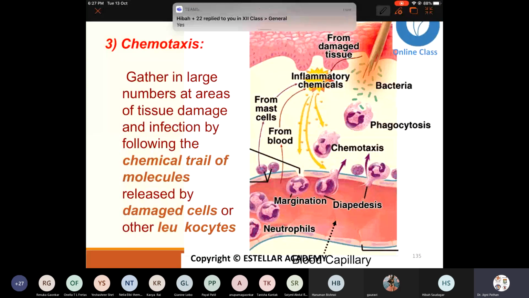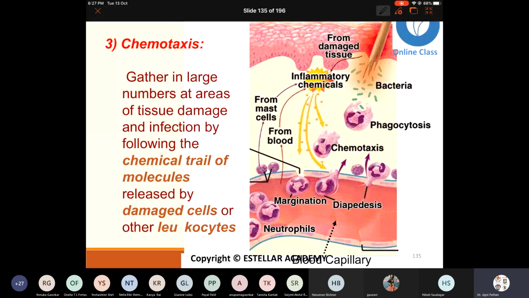Okay. Chemotaxis. Chemotaxis is how cells gather in large numbers at an area of tissue damage and infection by following the chemical trail of the molecules released by damaged cells. Here the infection forms, the tissue is getting damaged, and whatever content is released from the cells, they trace it through chemotaxis.